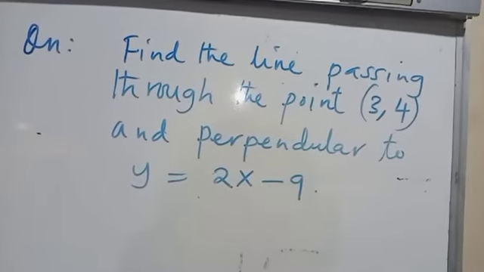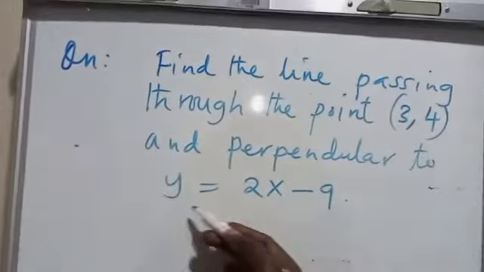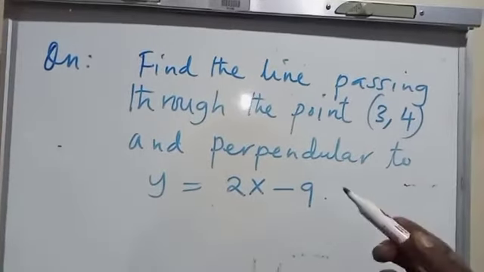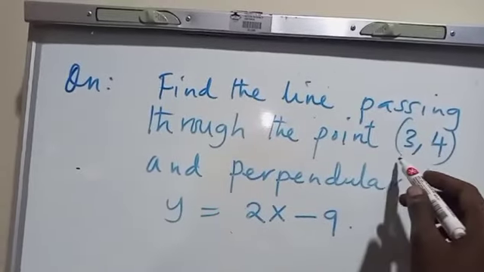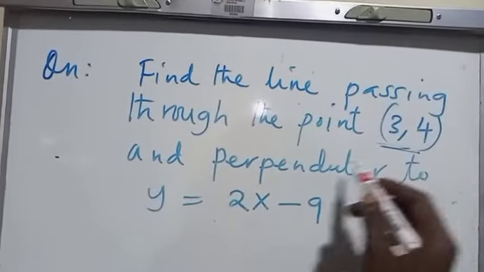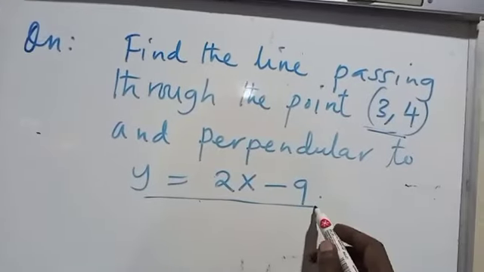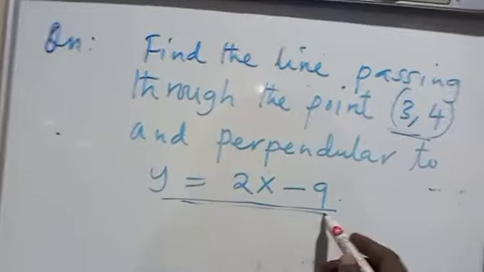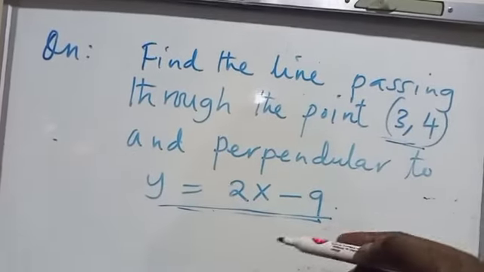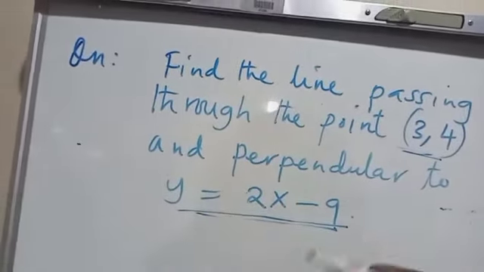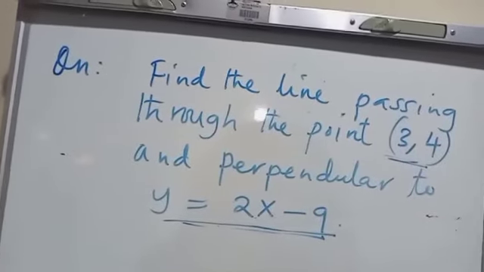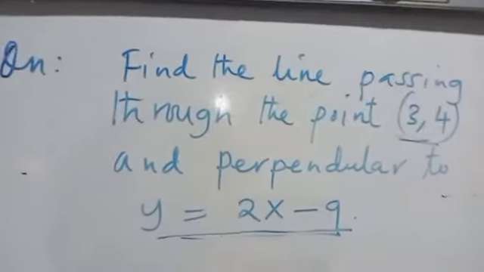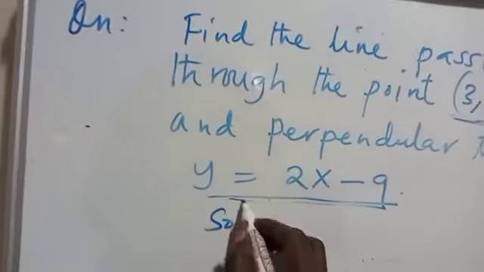As you can see here, we have y equals 2x minus 9. The line that we have been asked to find is passing through this point and is perpendicular to this line. So the line that we will get will be perpendicular to this one. Therefore, the product of their slopes will be equal to -1. Now, let us see how we calculate for this line.